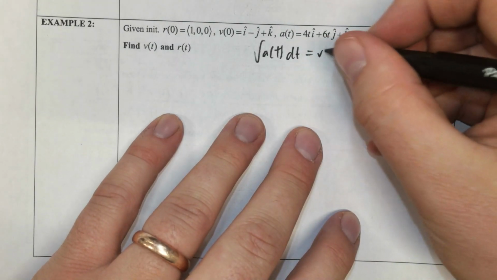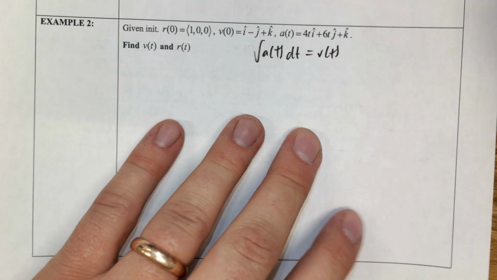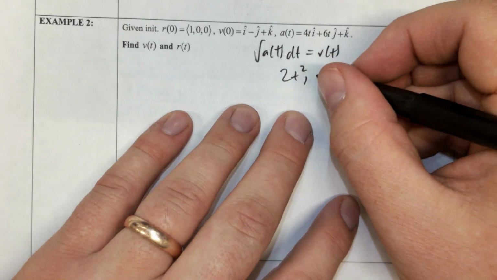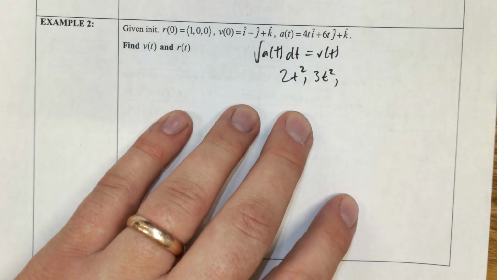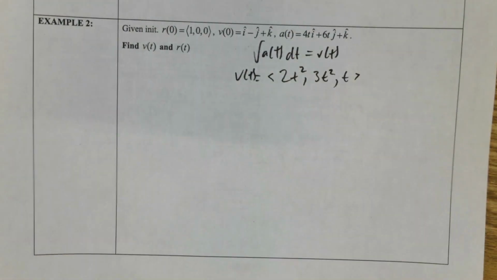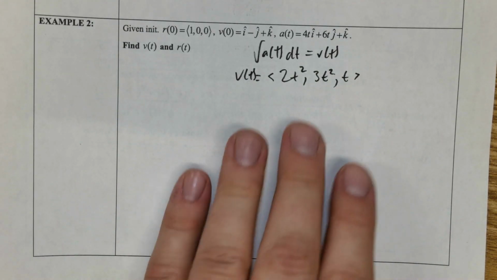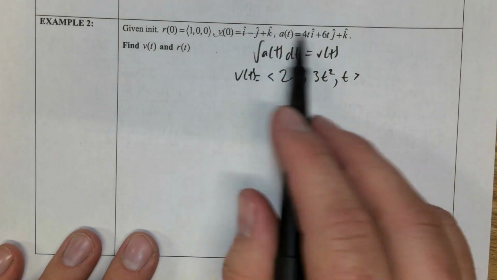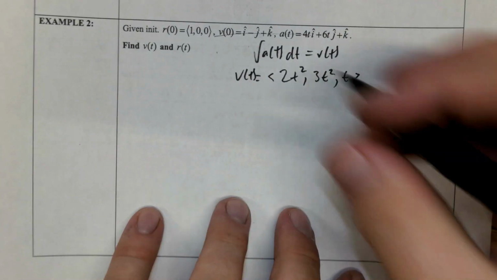integral of acceleration still gives me velocity. So when I do this antiderivative, 2t squared in my i direction, 3t squared in my j direction, and a t in my k direction. But the issue that kind of comes up is, hey, I need constants, right? This is not a definite integral. I need constants, and guess what? It gives me a nice initial condition.